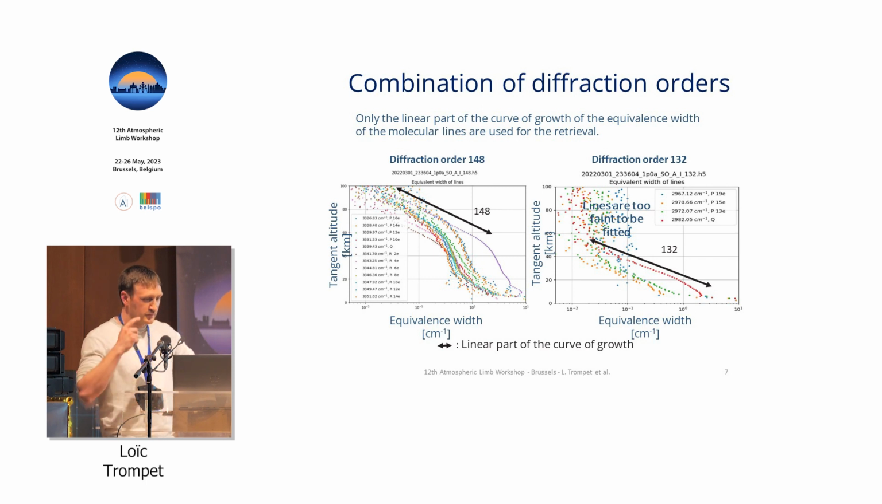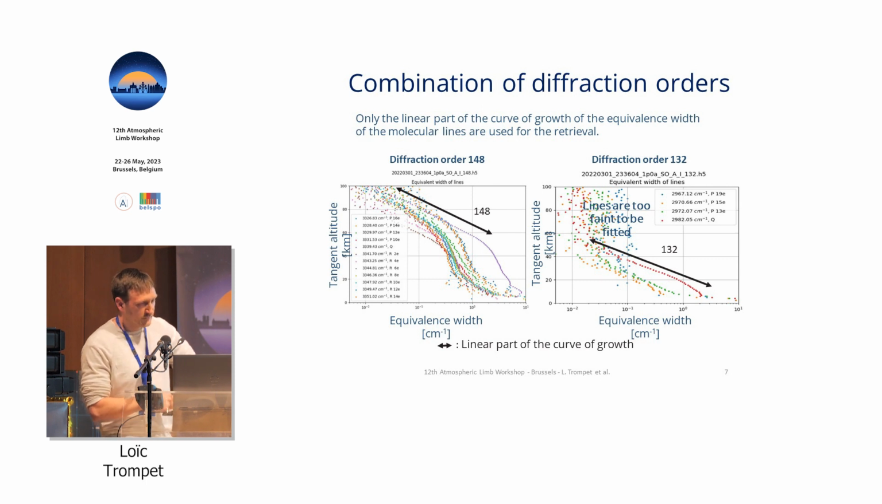So here is an explanation of why we are using different diffraction orders. There is obviously a highest altitude, when the lines start to be optically thick enough to be seen. And there is also a lower bound, which here for diffraction order 148 corresponds to 60 kilometers. What you see here are different curves for the equivalent width, that's the area of the line, as a function of tangent altitude. Tangent altitude is a function of the logarithm of the density.